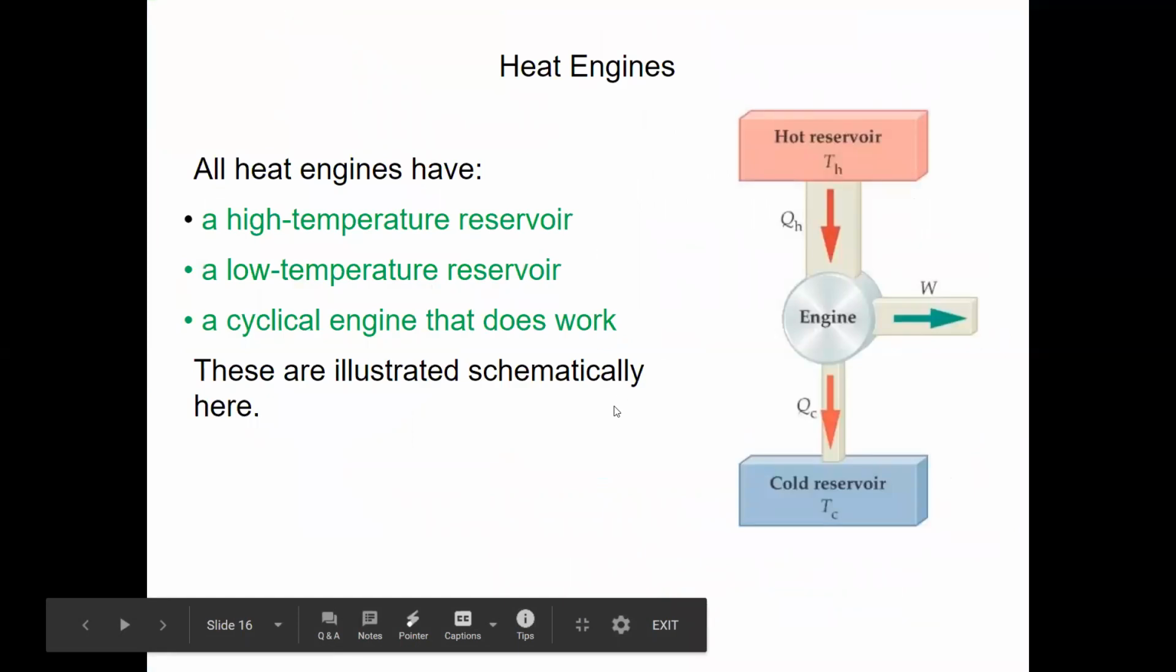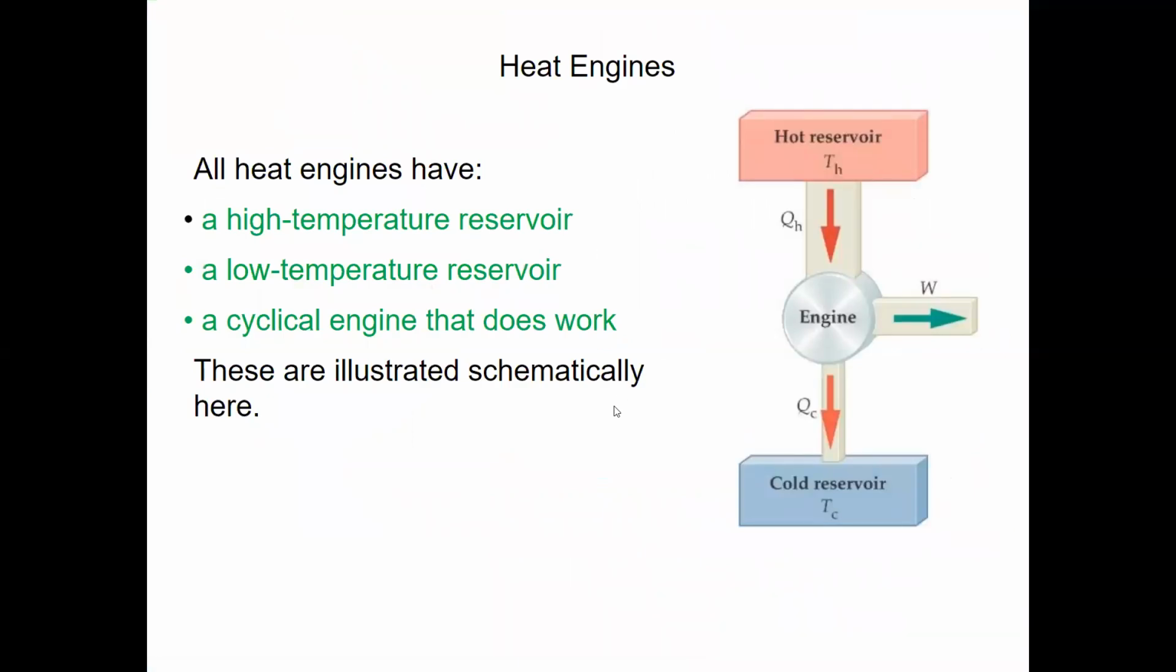All right, so then for a heat engine, there are three components. You need a hot temperature reservoir. For a car engine, it's the gas after combustion of the fuel; that gas contains the heat, okay? And then a low temperature reservoir for a car engine is the environment. And then a cyclical engine, that's the engine that does work. Okay, three components. And then again, W equals QH minus QC, or QH equals W plus QC.